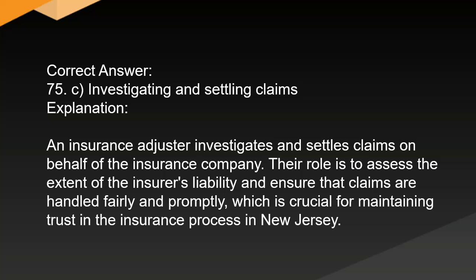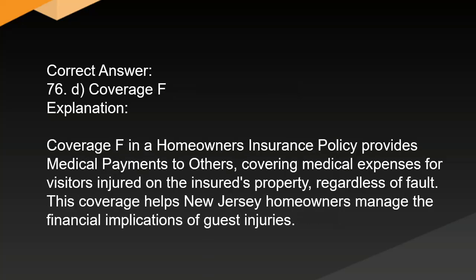Correct answer. C. Investigating and settling claims. Explanation. An insurance adjuster investigates and settles claims on behalf of the insurance company. Their role is to assess the extent of the insurer's liability and ensure that claims are handled fairly and promptly, which is crucial for maintaining trust in the insurance process in New Jersey.